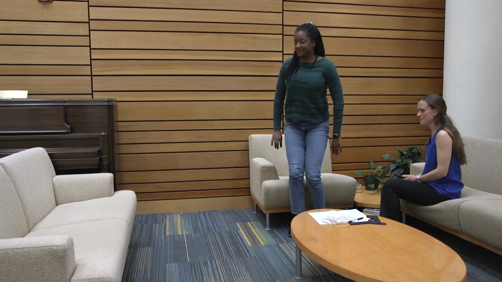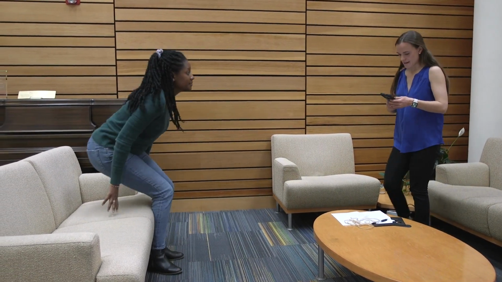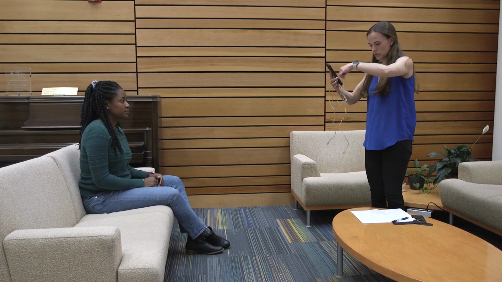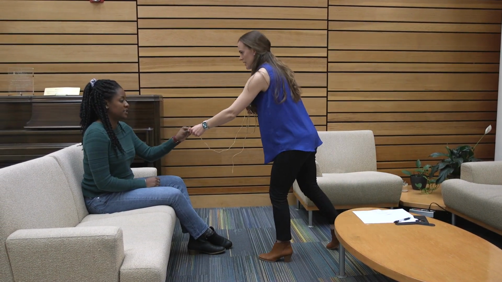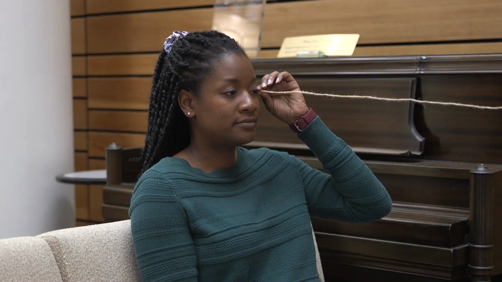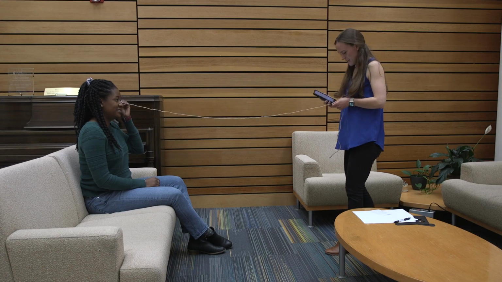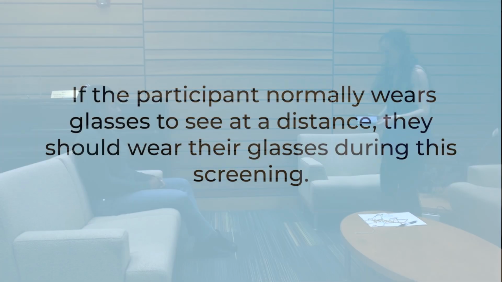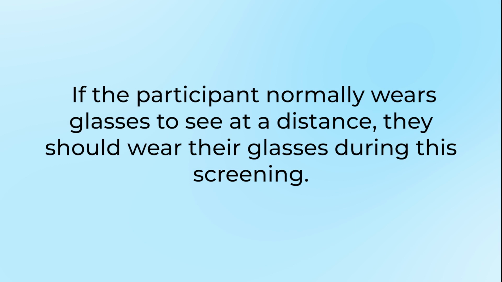You will need to stand 2 meters from the participant during the visual acuity screening. Give the participant the end of the study string and have them hold the end of the string near their eyes. Take the other end of the string and walk until the string is fully stretched out when held at eye level with the participant. You will be 2 meters apart. Ask the participant to let go of the string and let it drop to the floor. If the participant normally wears glasses to see at a distance, they should wear their glasses during this screening.